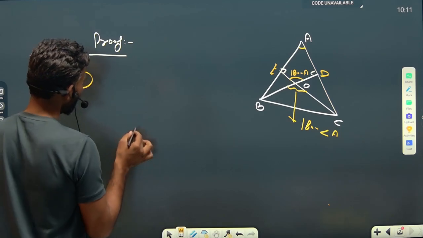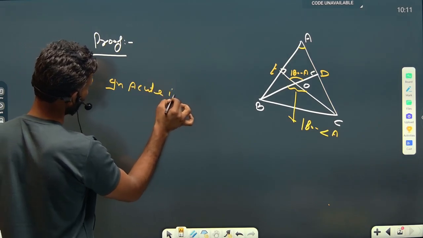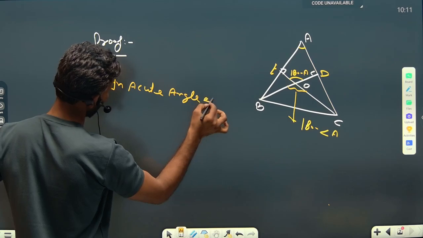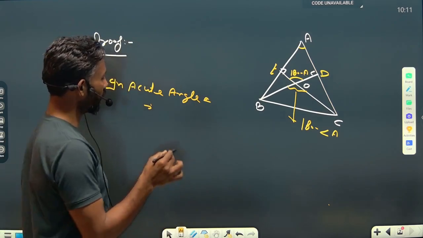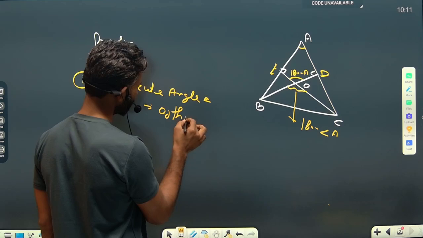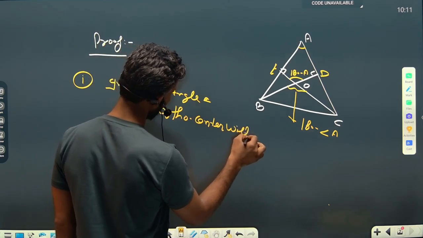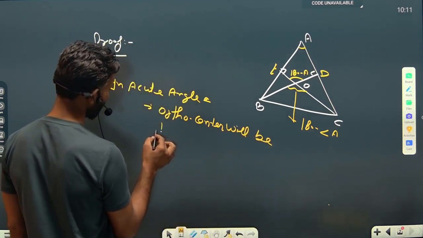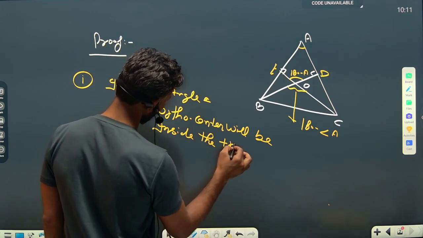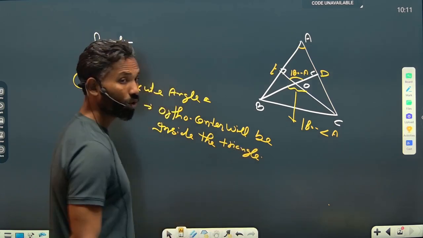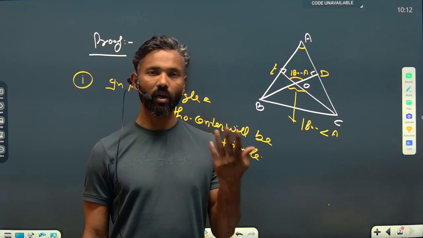Suppose there is an acute angle triangle. In an acute angle triangle, always remember, the orthocenter will be inside the triangle. This is the condition of an acute angle triangle. If we are discussing an acute angle triangle, the orthocenter will be inside the triangle.